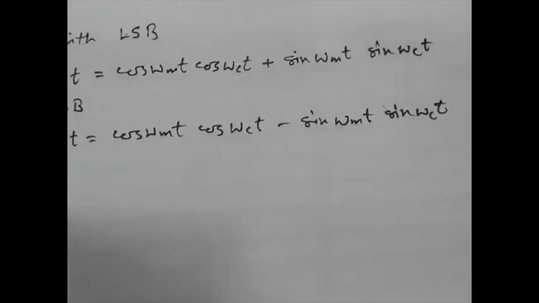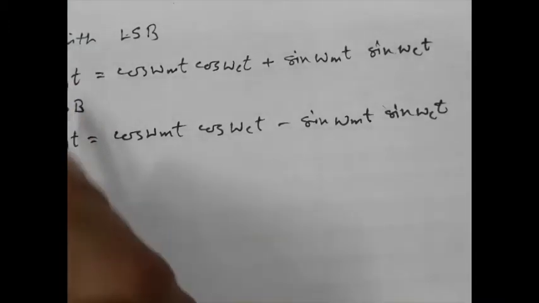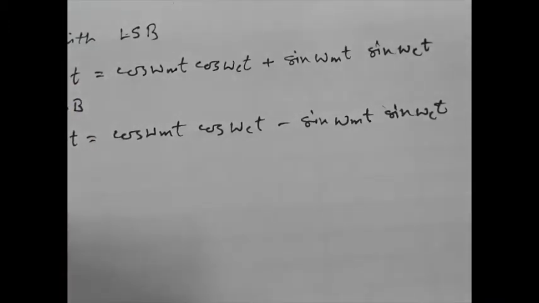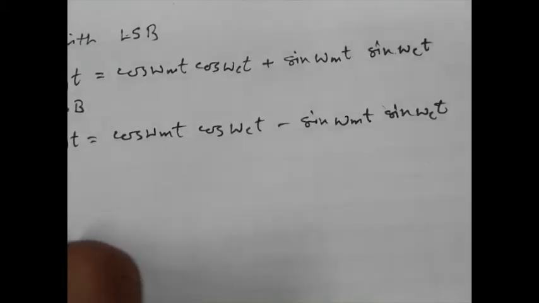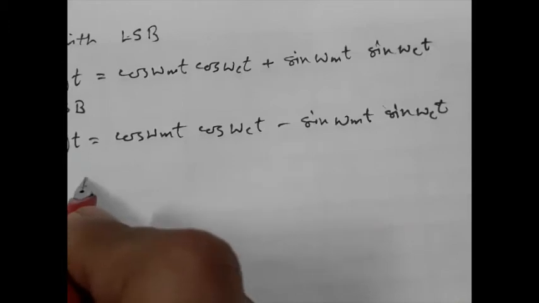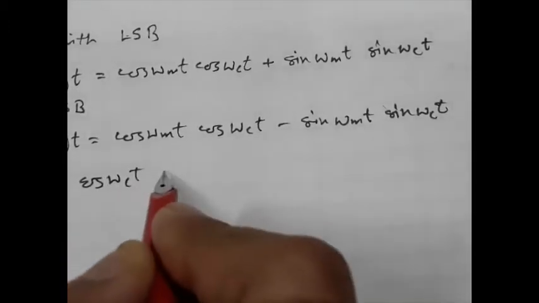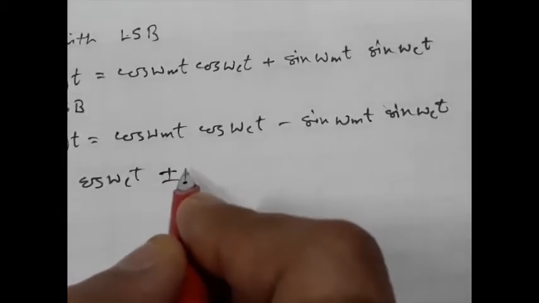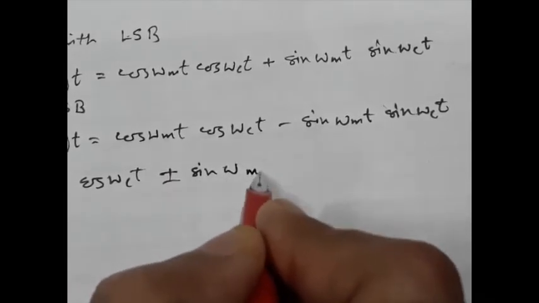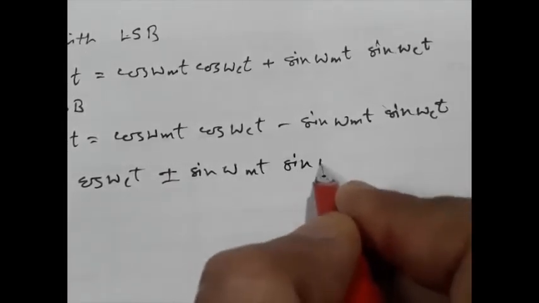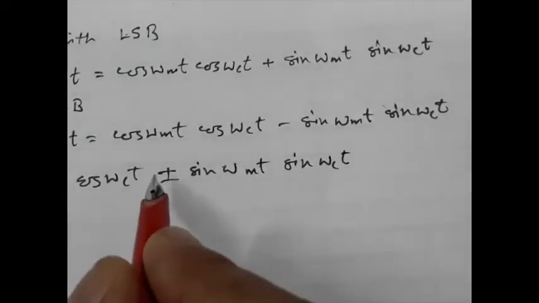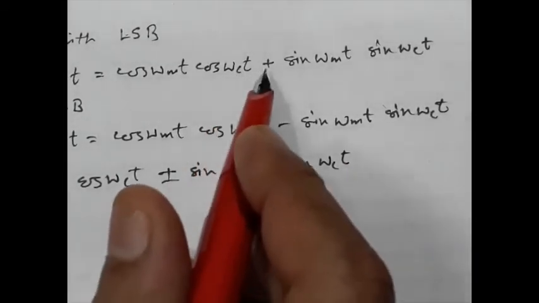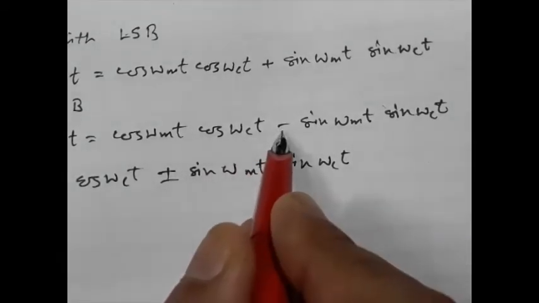So if we combine these two expressions, we can write the expression for SSB as cos omega mt cos omega ct plus minus sin omega mt sin omega ct, and this plus sign is for lower side band and minus sign is for upper side band.